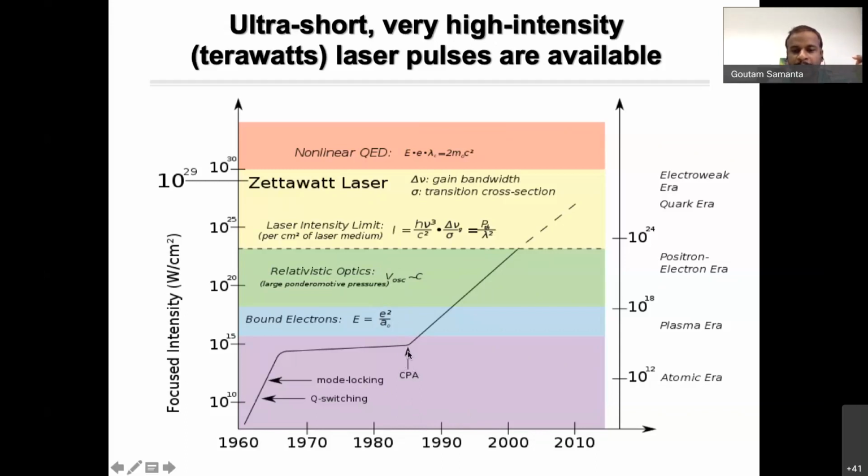So after this CPA invention, the laser intensity has gone up drastically. And nowadays, many countries have petawatt laser system facilities. People are just looking for the petawatt. So this is the inventions slide I got from Professor Mourou's presentation, also available on the net.